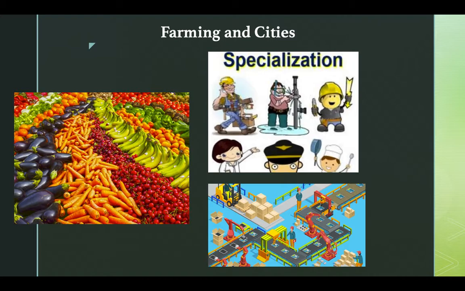And then the pictures on the right are showing specialization, division of labor. Division of labor is like different people focusing on different things, right? If not everyone needs to farm, if only some people need to farm, then everyone else can do other things. Like this picture shows, you've got engineers, you've got doctors, you've got police, you've got chefs. So people could do different jobs.